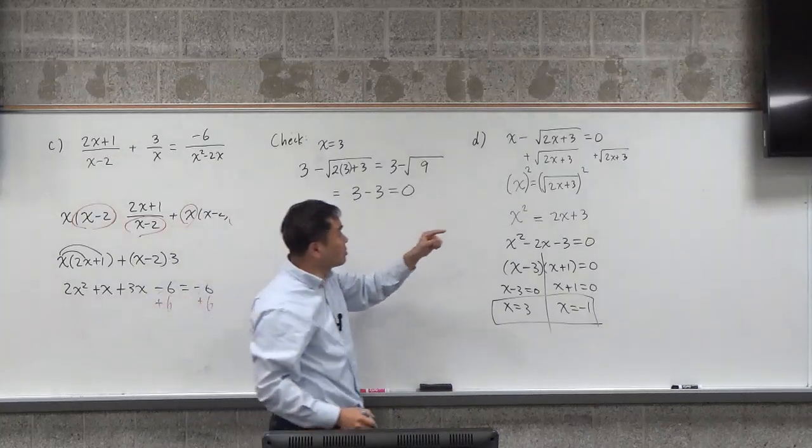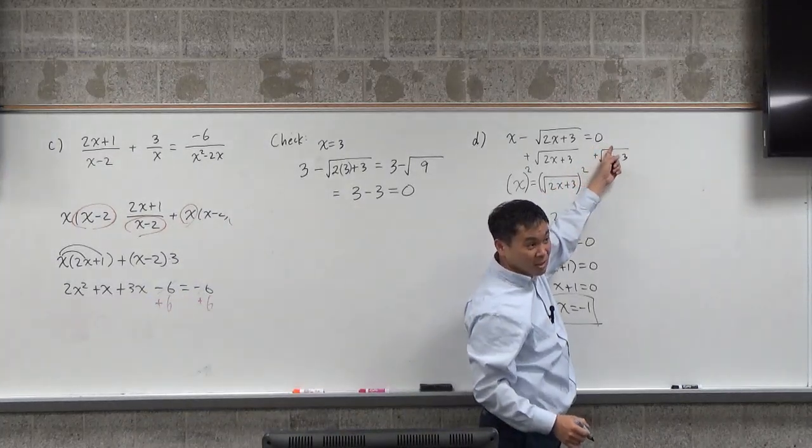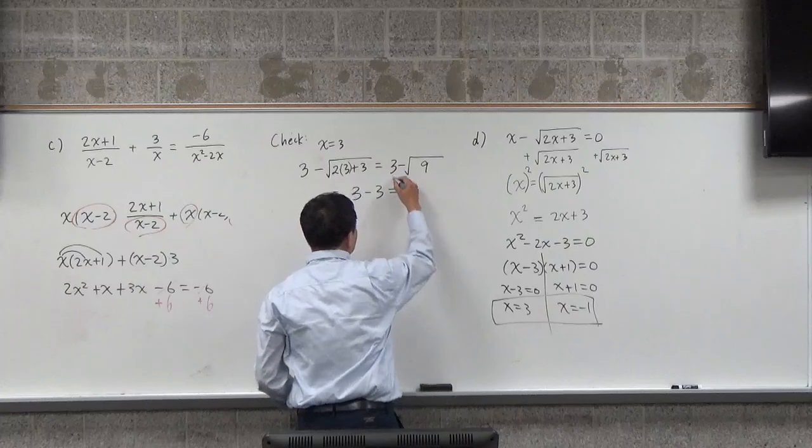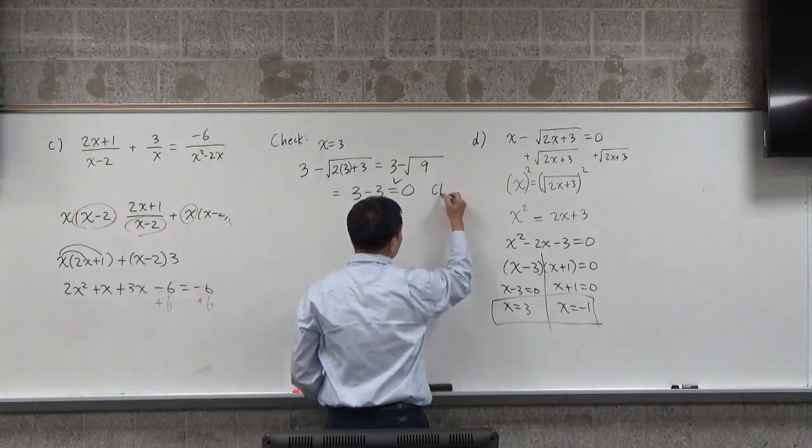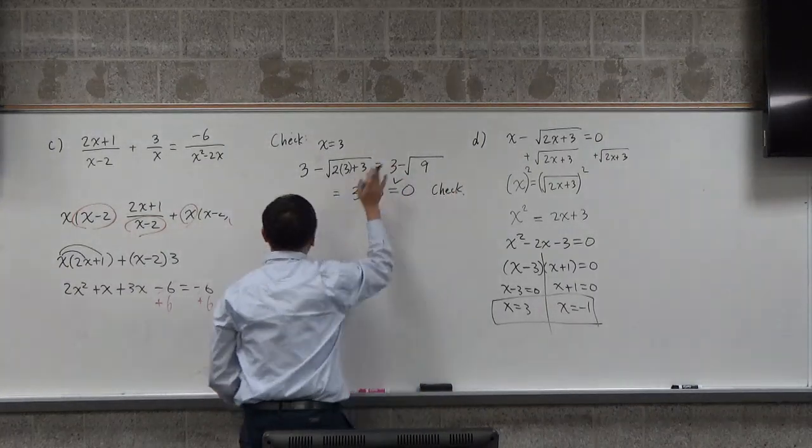It's good because the right side is indeed equal to 0. So this is indeed equal to 0, so it's a check. This checks out.